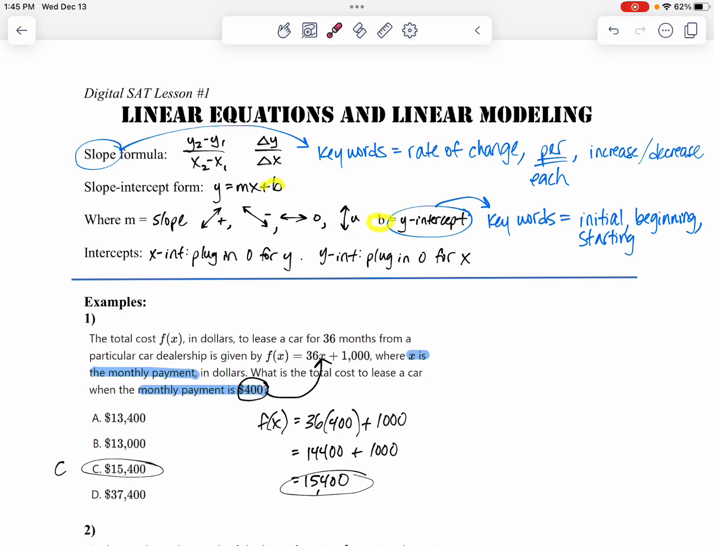The b is the y-intercept, like we talked about already, and some key words about the y-intercept: you'll see initial, beginning, starting, something like that. And then remember how to find the x-intercept and the y-intercept. You plug in 0 for y to find x. You plug in 0 for x to find y.